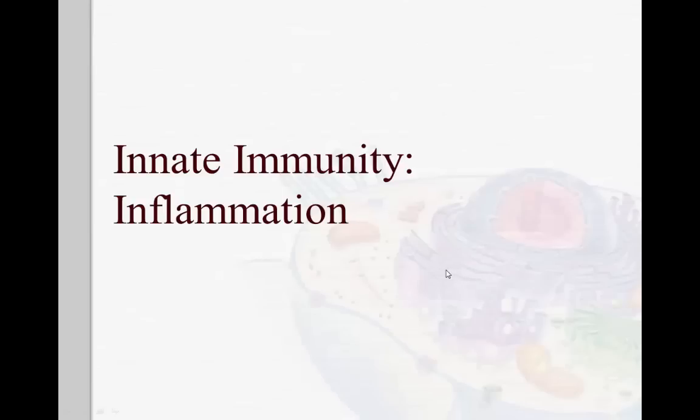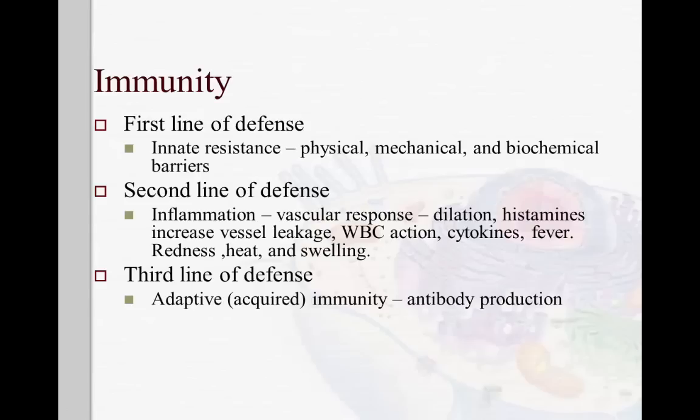Okay, good morning. Today we're going to discuss innate immunity and inflammation, which are basically the first and the second line of defense. The first line of defense is basically mediated by physical, mechanical, and biochemical barriers. The second line of defense will be the inflammatory system, and we will learn all the cascades of inflammation and all the pro-inflammatory mediators that are released during the inflammatory process.